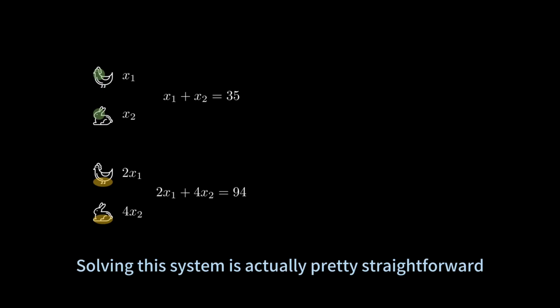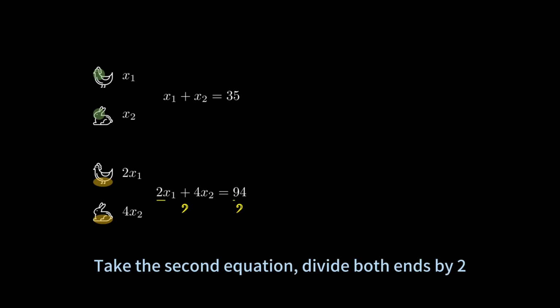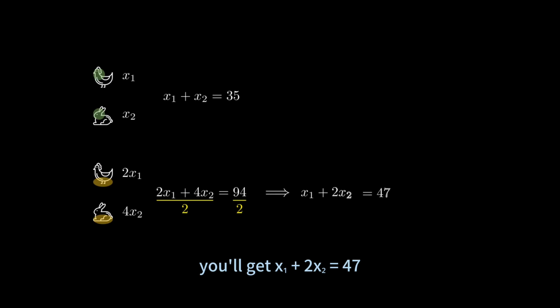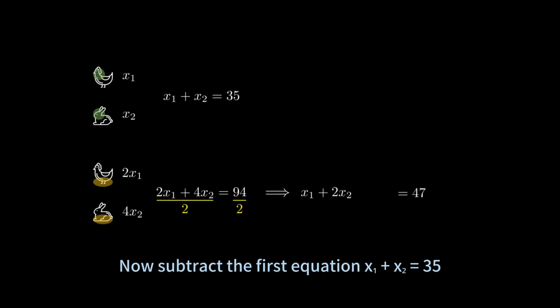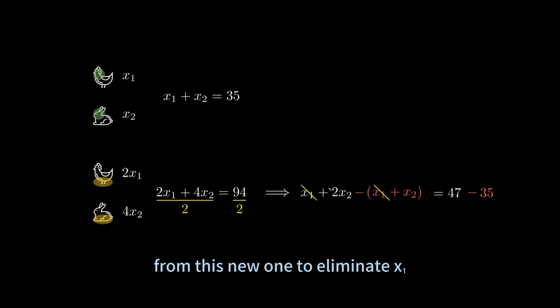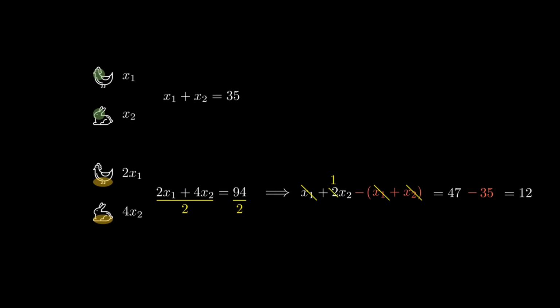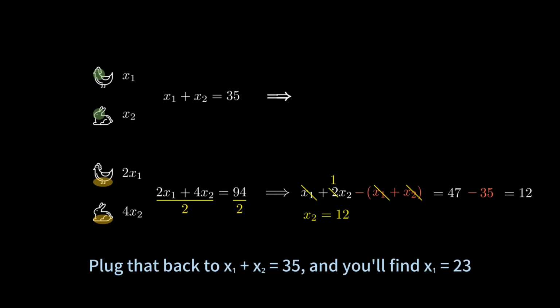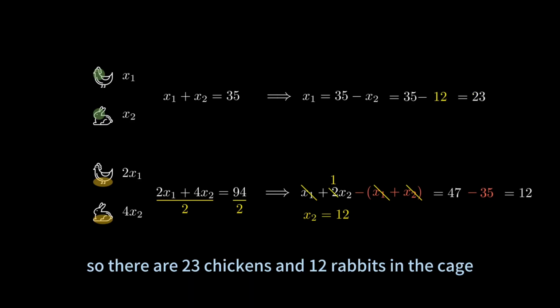Solving this system is actually pretty straightforward. Take the second equation, divide both ends by 2. You'll get x1 plus 2 times x2 equals 47. Now subtract the first equation, x1 plus x2 equals 35, from this new one to eliminate x1. This gives you x2 equals 12. Plug that back into x1 plus x2 equals 35, and you find x1 equals 23. So there are 23 chickens and 12 rabbits in the cage.